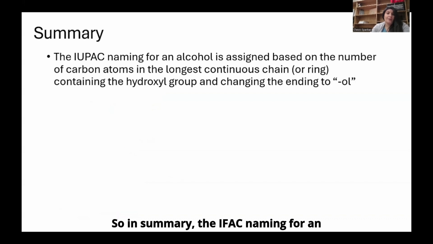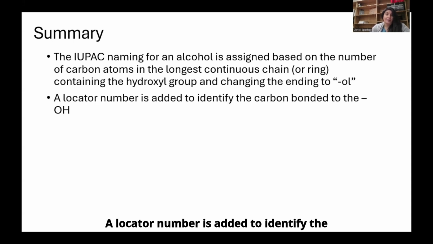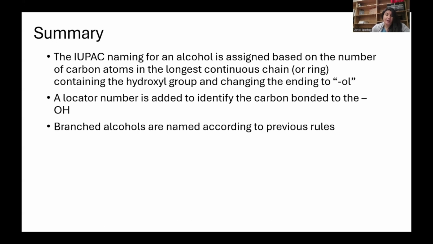So in summary, the IUPAC naming for an alcohol is assigned based on the number of carbon atoms in the longest continuous chain or ring that contains the hydroxyl group. So if there is a longer chain that does not have a hydroxyl group in it, that is not going to be your parent chain. The hydroxyl group takes precedence, and the chain with the hydroxyl group is going to be your parent chain. And then you change the ending to ol. A locator number is added to identify the carbon bonded to the OH group. And then branched alcohols are named according to previous rules.